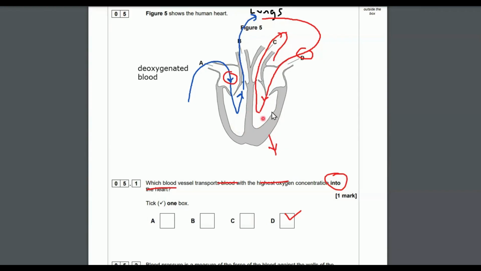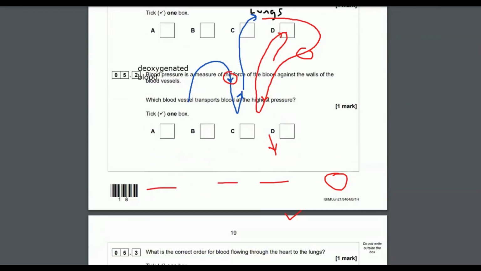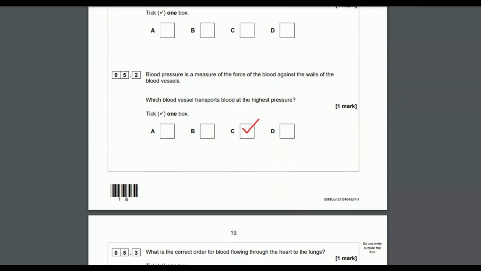So this blood vessel is carrying blood at the highest pressure, C, because this left side of the heart with all that big fat muscle is having to contract with a lot of force and create a high pressure. So the answer is C, has blood at the highest pressure. That's the aorta. It's going to be the highest pressure in the whole body.